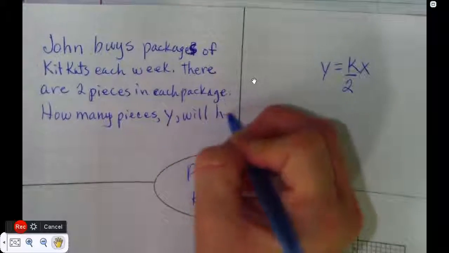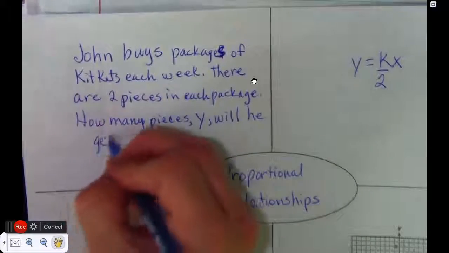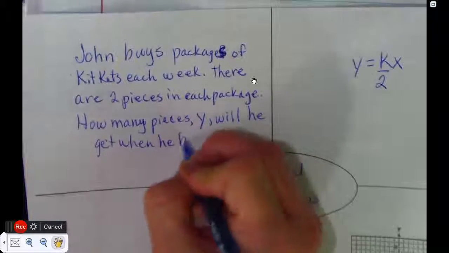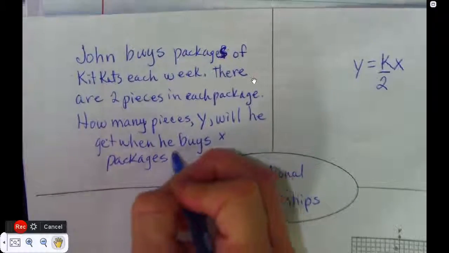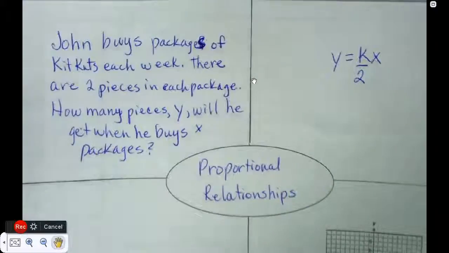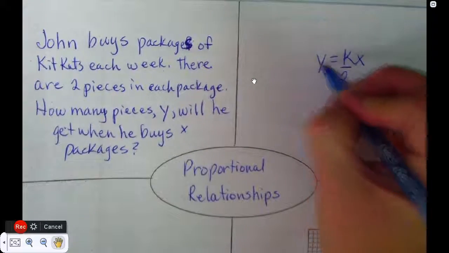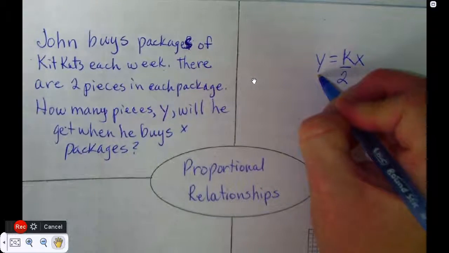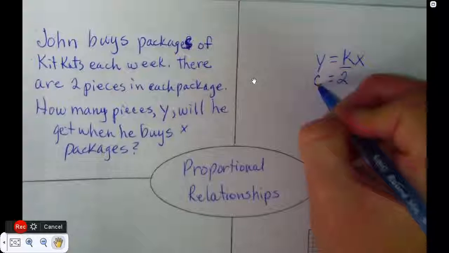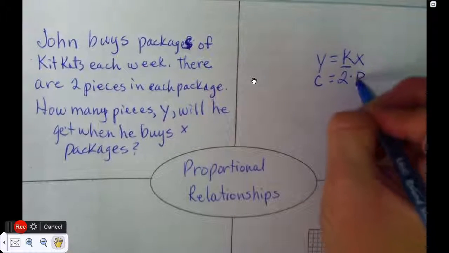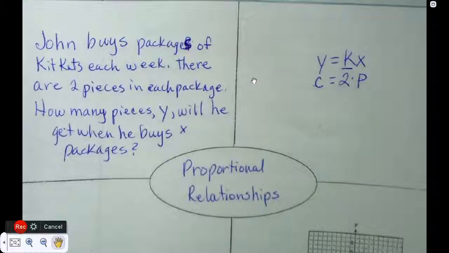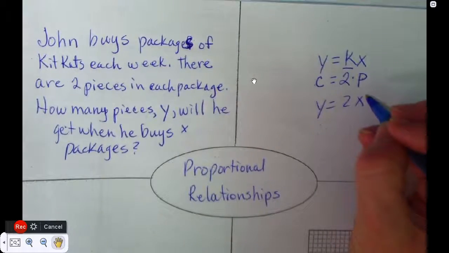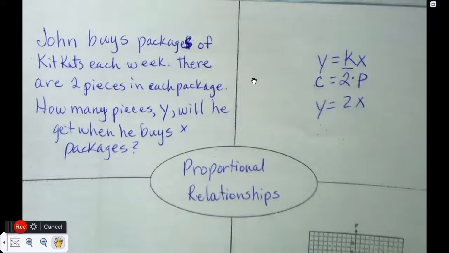How many pieces Y will he get when he buys X packages? Because we still don't know how many he's going to buy. So we know that the Y is going to be the candy, and we're going to have to use C because we can't use P and P. So C for the candy. X is going to be the packages. So 2 times the packages gives how many pieces of candy he ate. So Y equals 2X. Good.